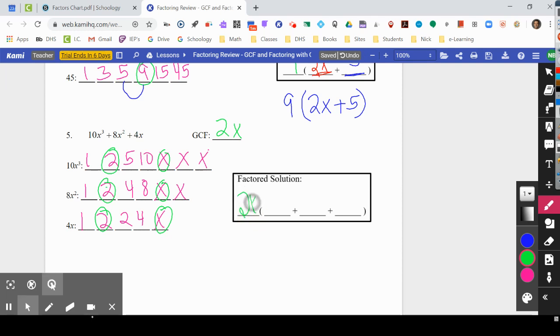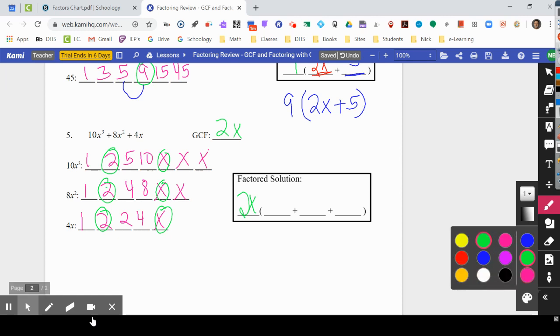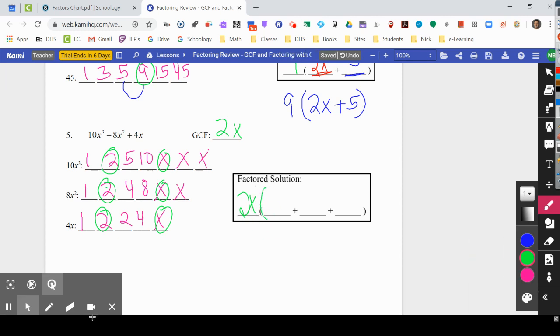So my GCF goes out in front, and now I need to fill in this parentheses, right? So 2x times what gives me back 10x to the third? Well, here's my 10x to the third row, right? 2 times 1 is partner, so I can put that 1 there. And now that I circled my greatest common factor, I can see that there are 2 extra x's. So those 2 extra x's are the only things that need to go back into my parentheses.